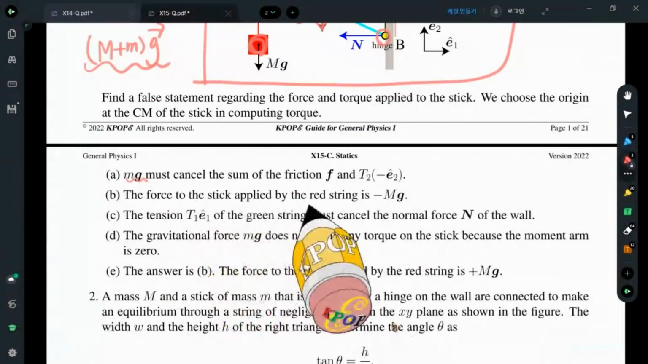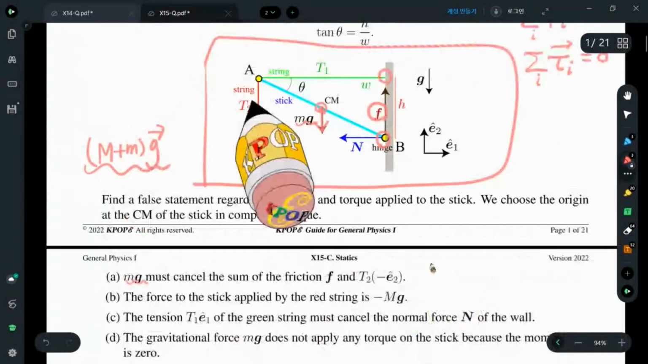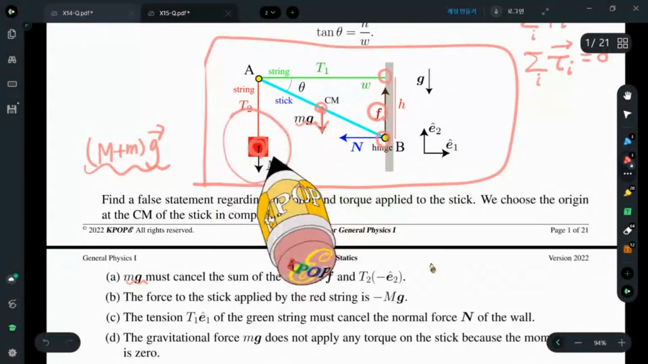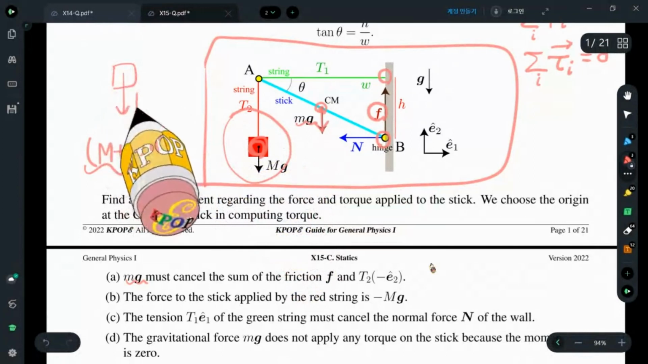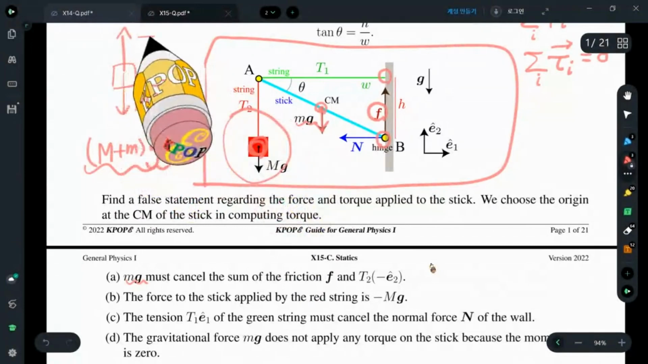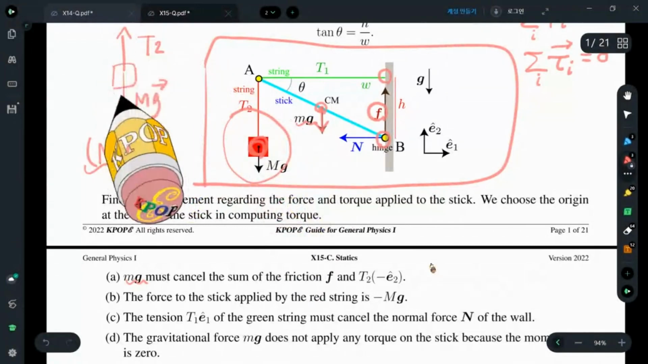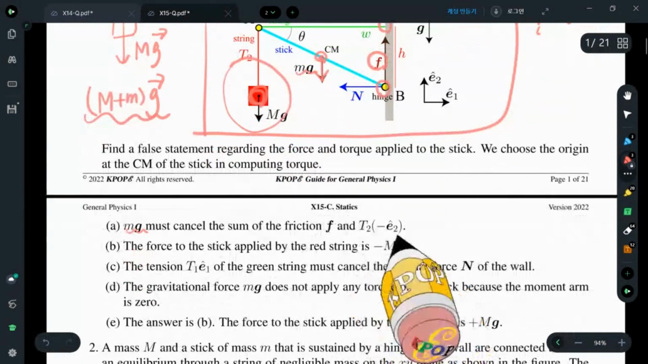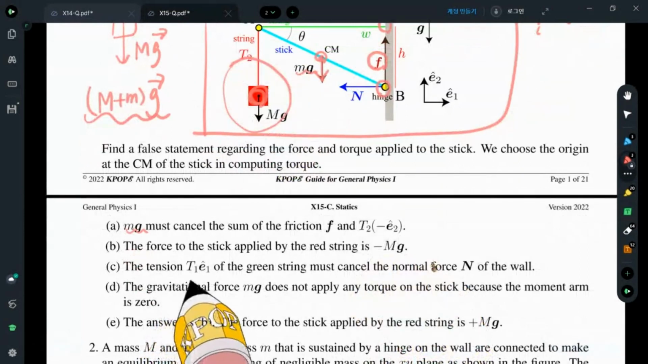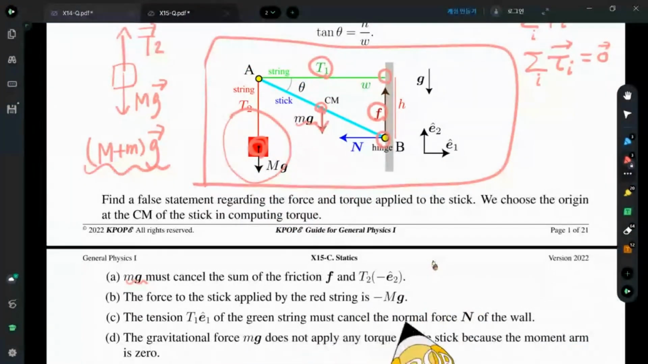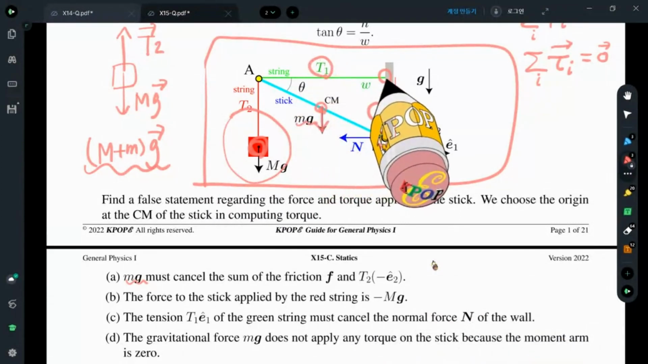The force on the stick applied by the red string. Just consider this part only. This mg is the gravitational force, and there is another force from the string. This string has tension T2. It must be canceled, so T2 is opposite to mg, so minus mg is the tension of this red string. Tension T1 of the green string must cancel the normal force of the wall. And here, tension is applied to here.